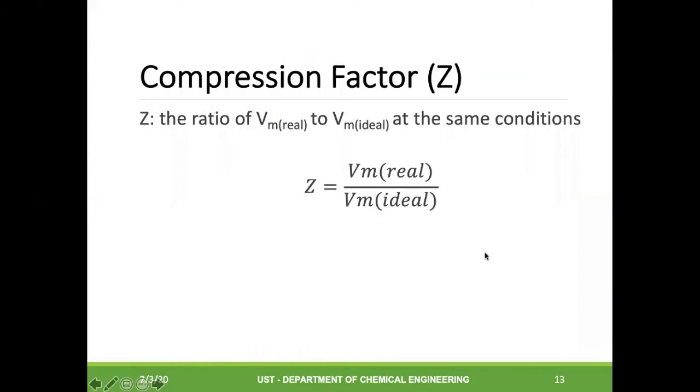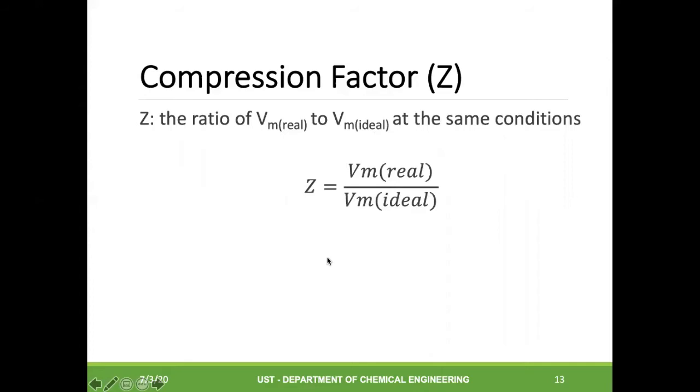Now, the extent of deviation of a real gas from ideal behavior can be shown through the ratio of the molar volume observed between a real gas compared with an ideal gas under the same conditions of pressure and temperature. This is known as the compression factor. So Z, or the compression factor, refers to the ratio of a real gas over an ideal gas at the same condition.